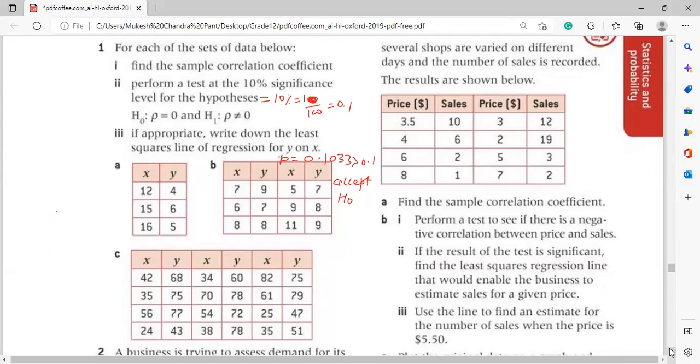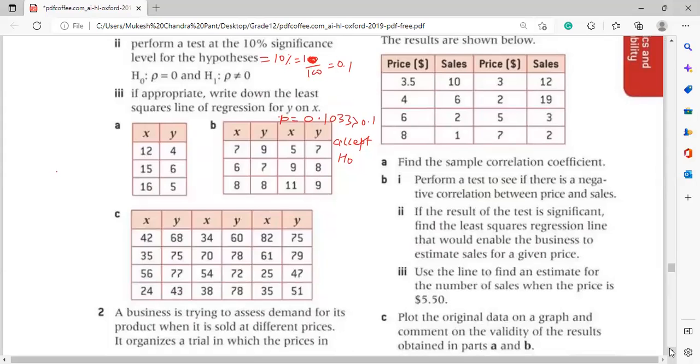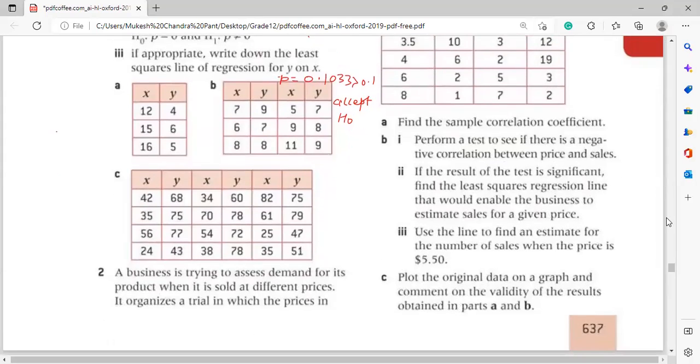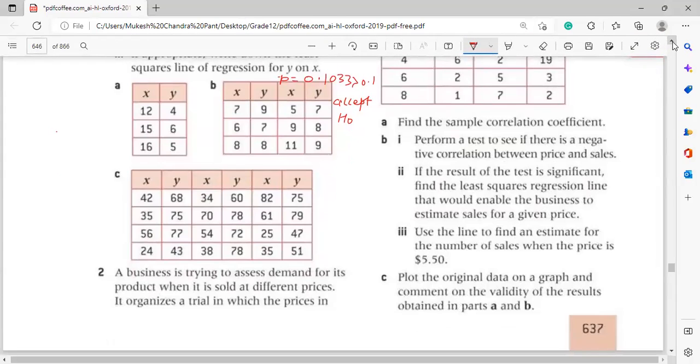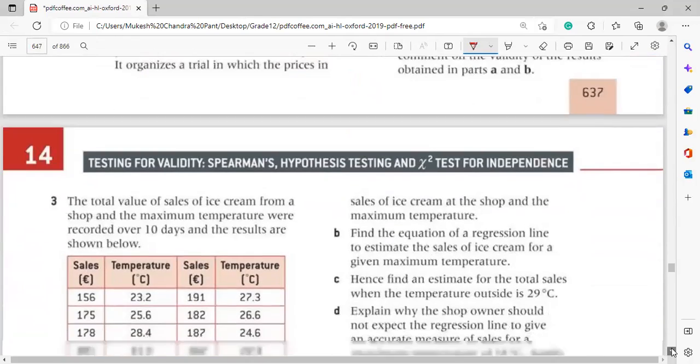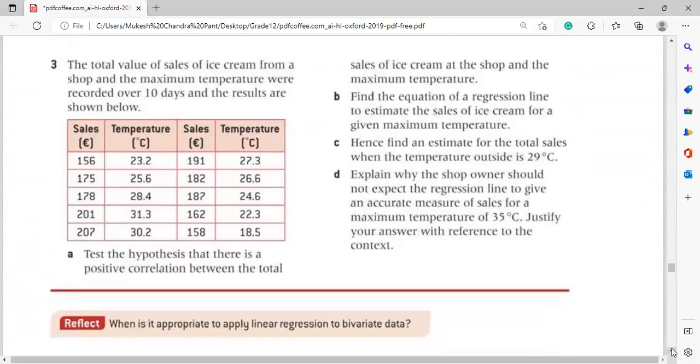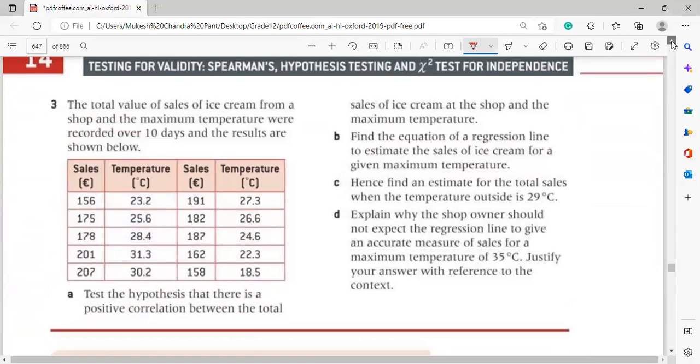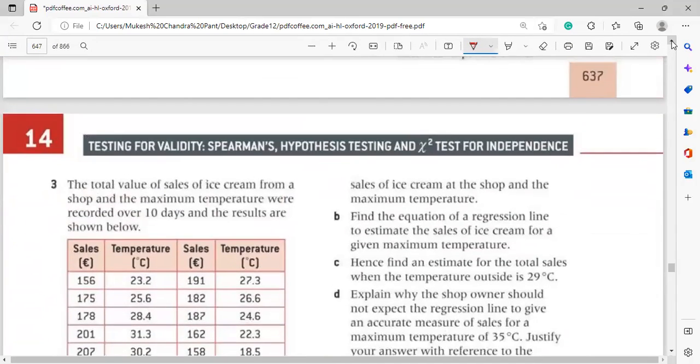Every time you have to fill this data in list 1 and list 2, this type of data, and then perform the t-test. So solve this exercise. In this exercise there are only 3 questions, I think you can do it. If any problem, let me know.